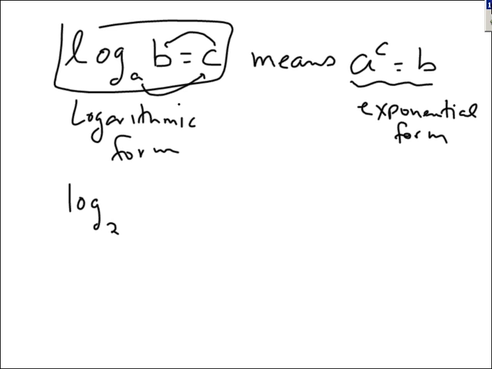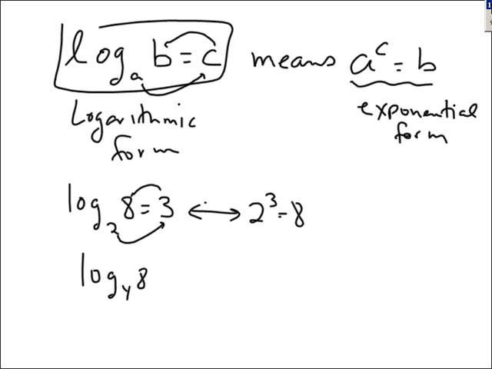Log base 2 of 8 equals 3. What does that mean? It means 2 to the 3 is 8. Log base 3 of 81 is equal to 4. So write it exponentially: 3 to the 4th equals 81. You must know how to go backwards and forward.